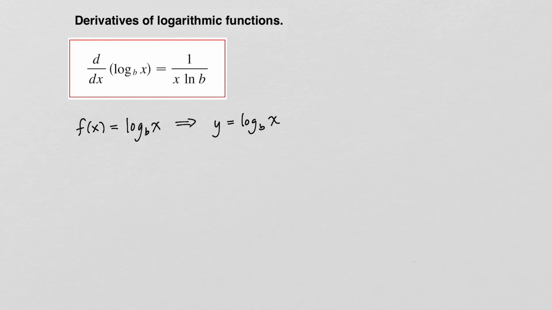If f of x is the log base b of x, we can rewrite this as y equals log base b of x. And because of the definition of a logarithm, this can be rewritten as b to the y power is equal to x. Now what I'm going to do is take the derivative of both sides with respect to x.